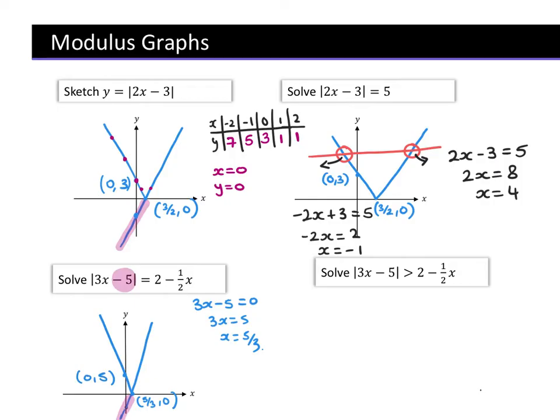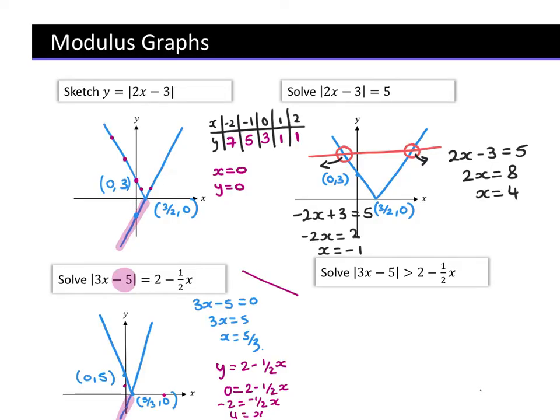Perfect. So then it says solve 3x minus 5 equals 2 minus a half x. So we've got another graph, 2 minus a half x. Now, the graph of 2 minus a half x is not a modulus, so we're just going to draw y equals 2 minus a half x. My y-intercept is at 2, so roughly here. And it's minus a half x, so I know my line is going this direction, because it's a negative gradient. It crosses the x-axis when y equals 0. So 0 equals 2 minus a half x, minus 2 equals minus a half x, so 4 equals x. So I know it's going to cross at 4.